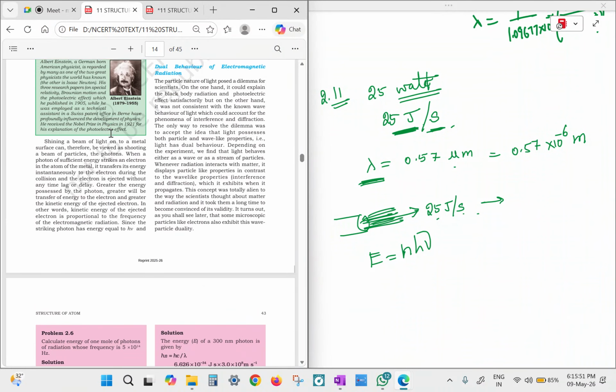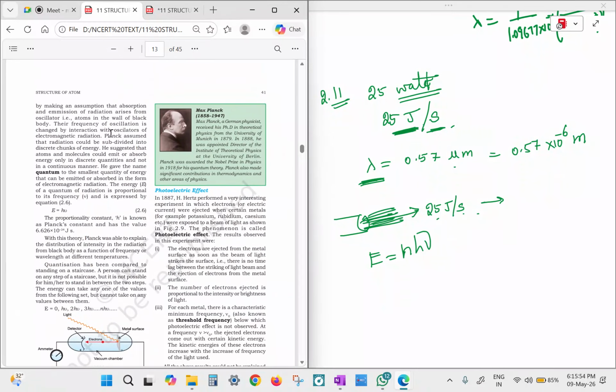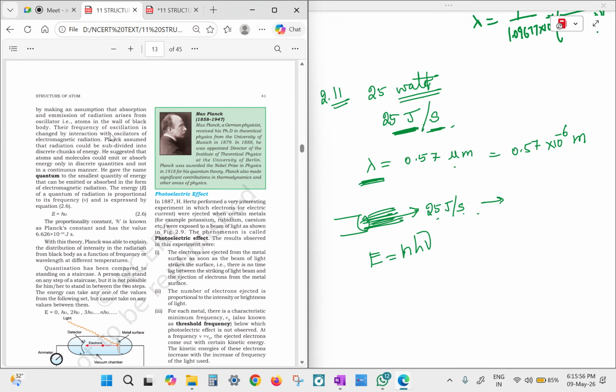It is absorbing or emitting. See there. He gave the name quantum to the smallest quantity of energy that can be emitted. And further he suggested that atoms and molecules could emit or absorb energy only in discrete quantities and not in a continuous manner. That discrete quantity is h nu.